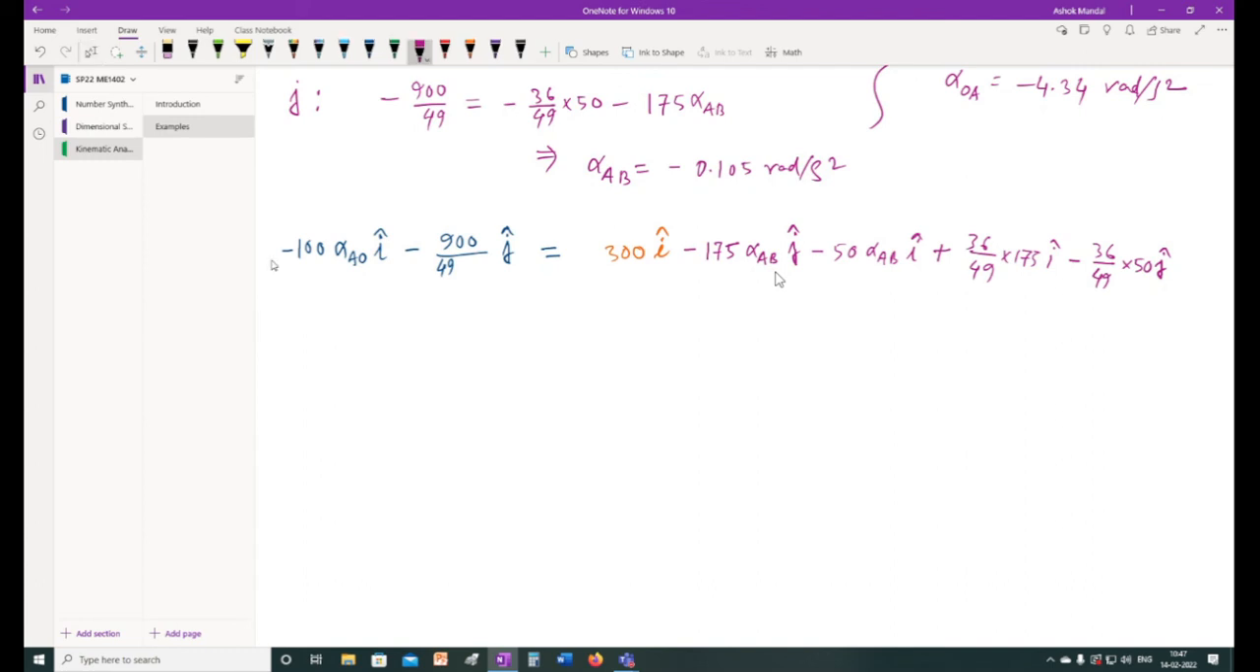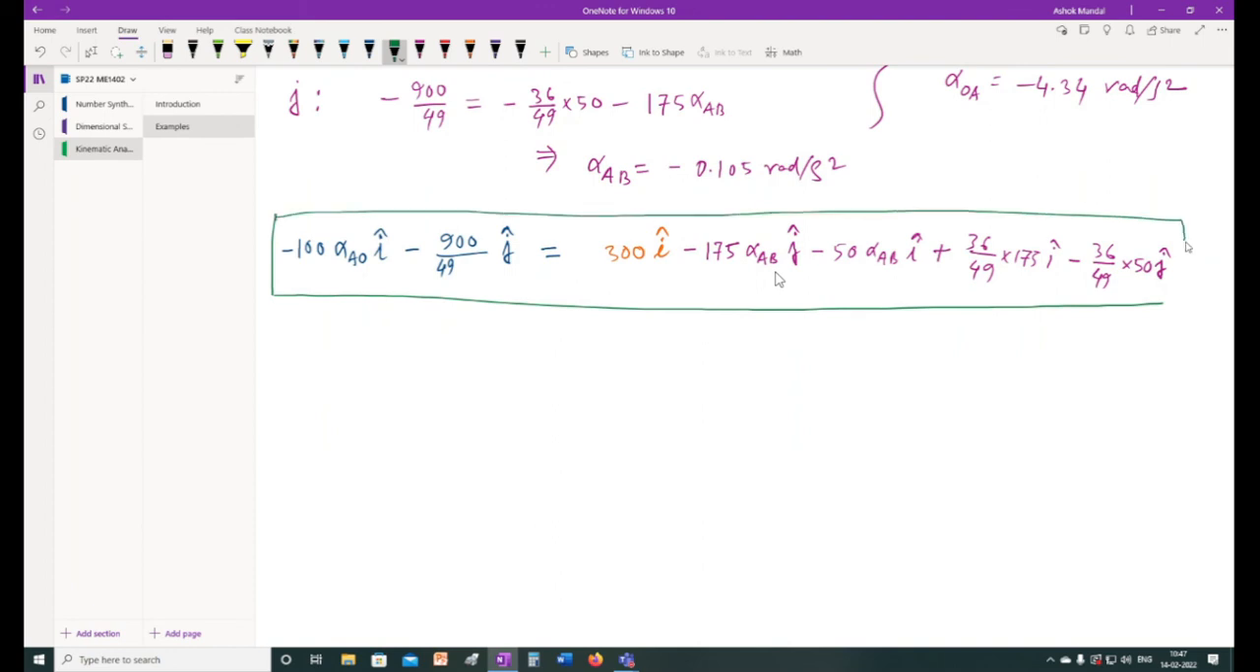So what you should try to do is just draw these vectors. How to draw this vector? This is completely known to you. The value and direction are known to you, so you can draw that vector. Then you see some other vector which is known to you. See, this vector is known to you, 300i, so you can draw that vector 300i.